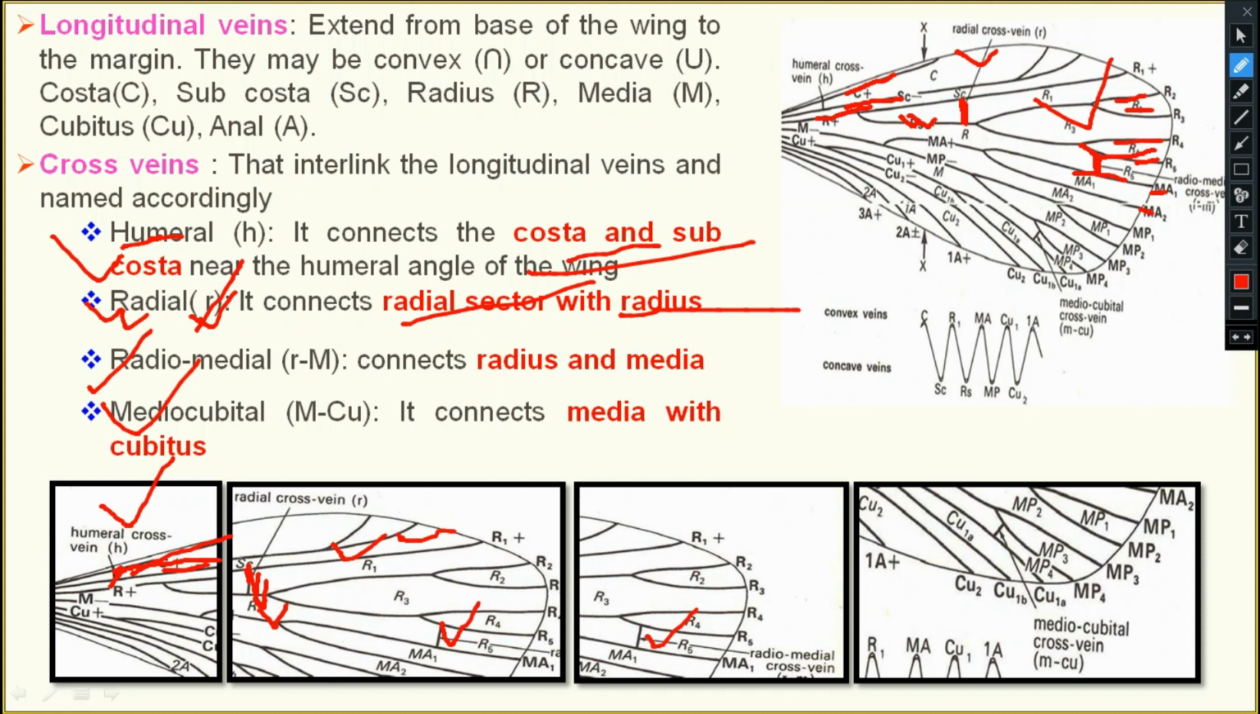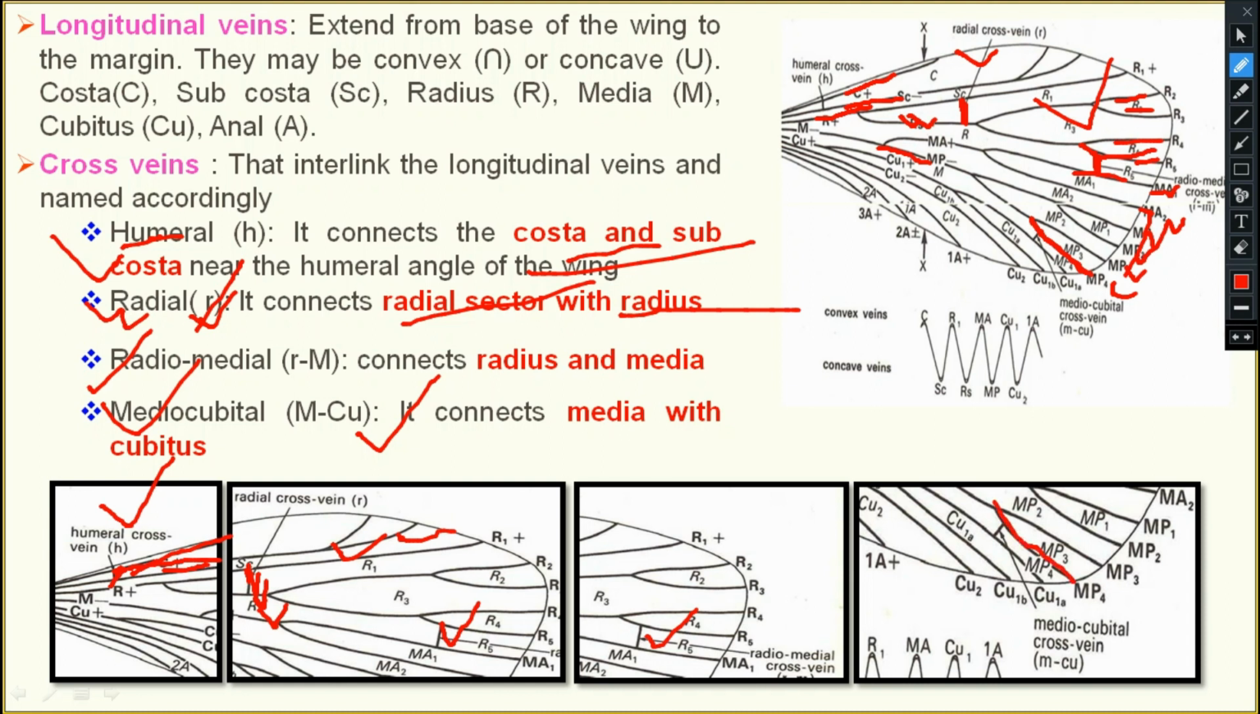Next you see the last one, in between media and cubitus. One is media, one is cubitus. In case of media there are also different groups: MA1, MA2, MP1, MP2, then MP3, MP4. Different branches are there in the media. Which one is the last branch? Your MP4 is the last one. Yes or no? Is it visible? You see, MP4 is the last branch.